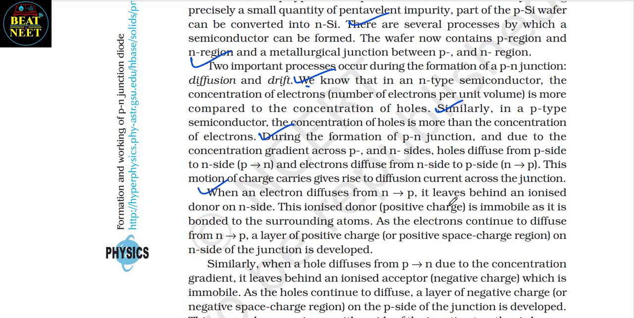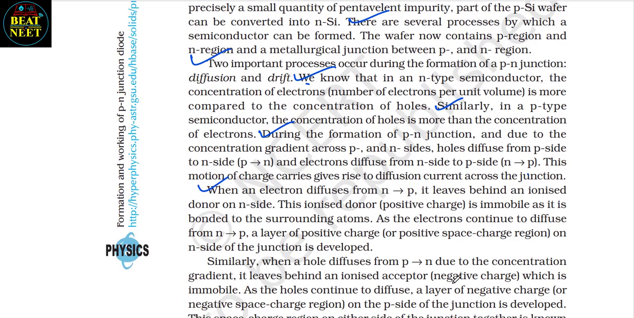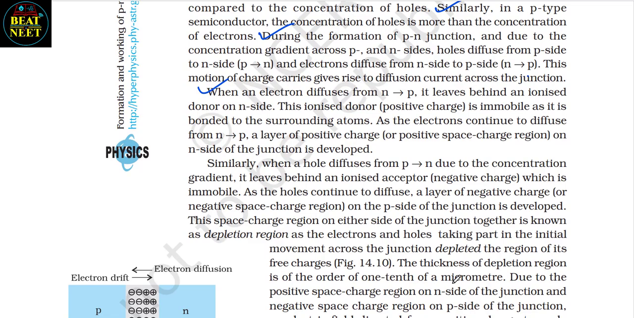When an electron diffuses from N to P, it leaves behind an ionized donor on N side. This ionized donor positive charge is immobile as it is bonded to the surrounding atoms. As the electrons continue to diffuse from N to P, a layer of positive charge on N side of the junction is developed.